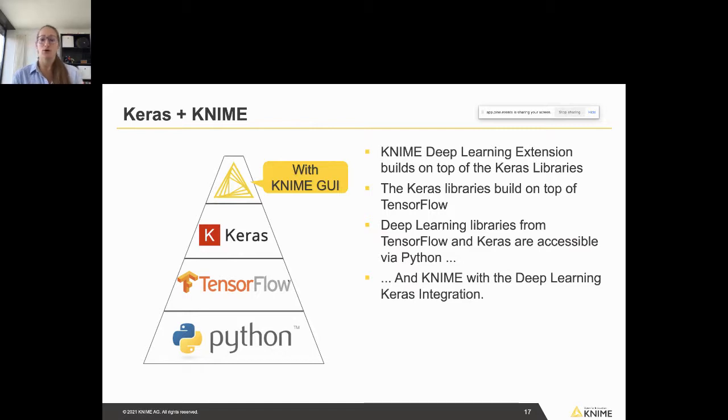Maybe two words about KNIME Analytics Platform. What is KNIME Analytics Platform? KNIME Analytics Platform is an open source tool that you can download for free from our website, which allows you to cover all the steps that you have in a data science cycle by not writing code, but building a workflow using a drag and drop tool. And I will show you the tool in a second and how you can use it to define and train neural networks.